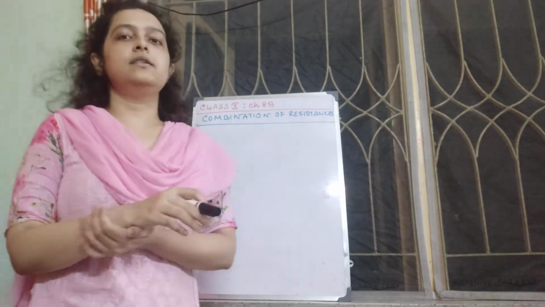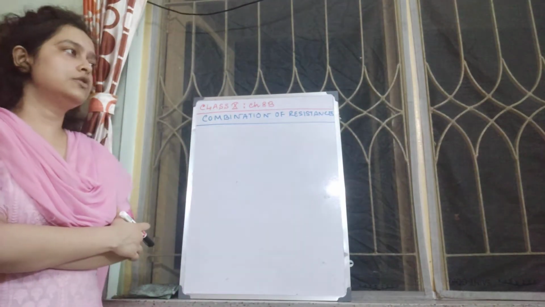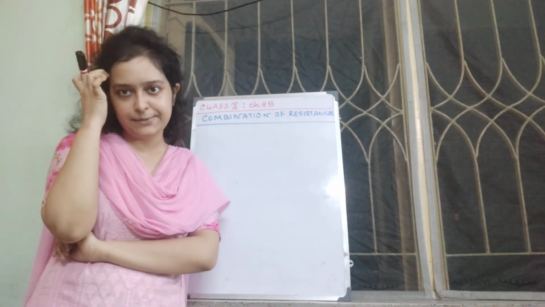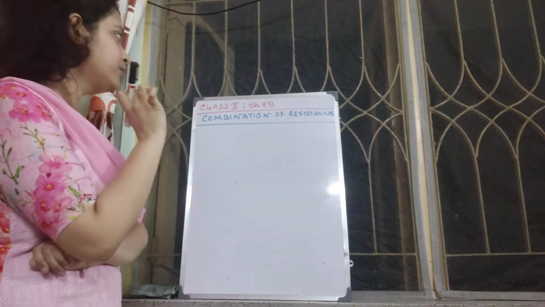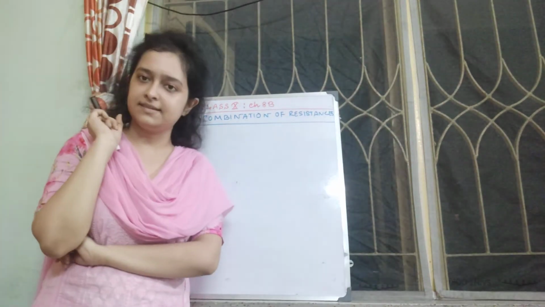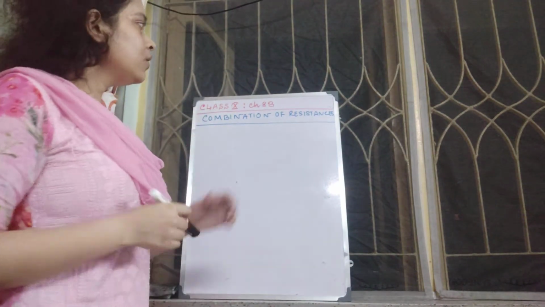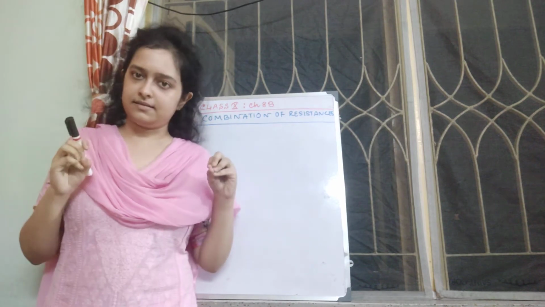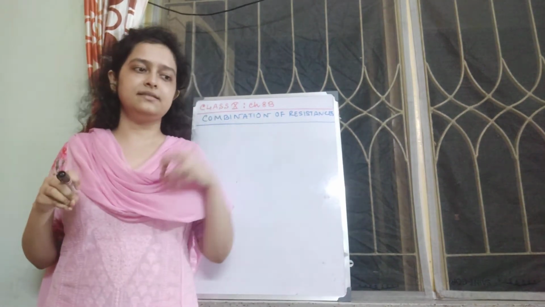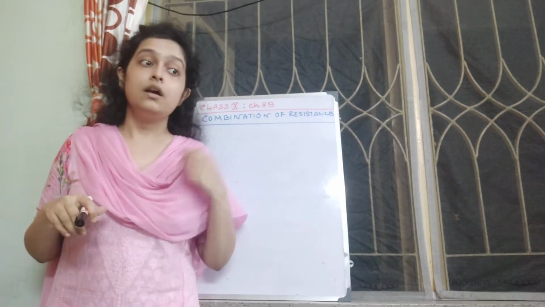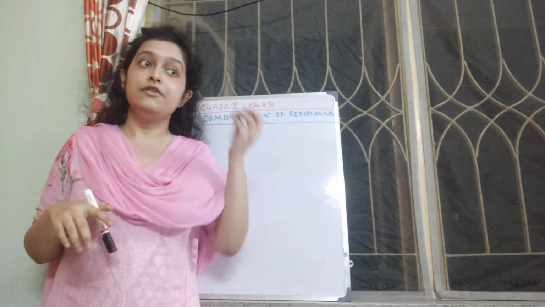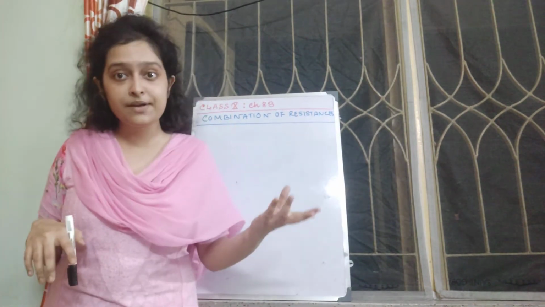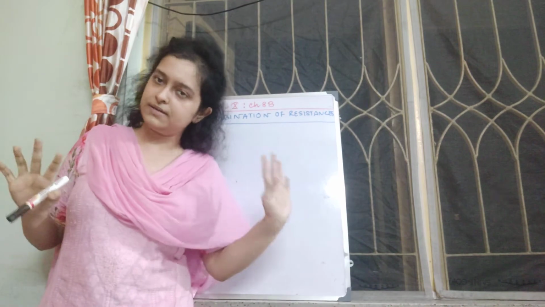So class 10, we have already done 2 video lessons from chapter 8b. So now let's start with the topic combination of resistances. Now, when in an electrical circuit, we use resistances, we need resistances to control the current. We have learned about resistances, fixed resistance, variable resistance, rheostat, all those things we have learned.